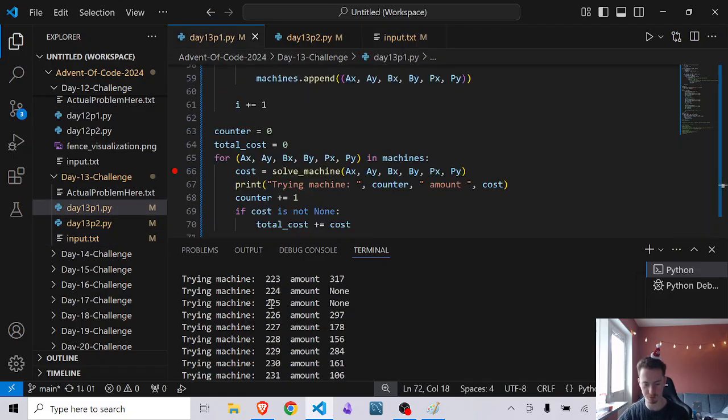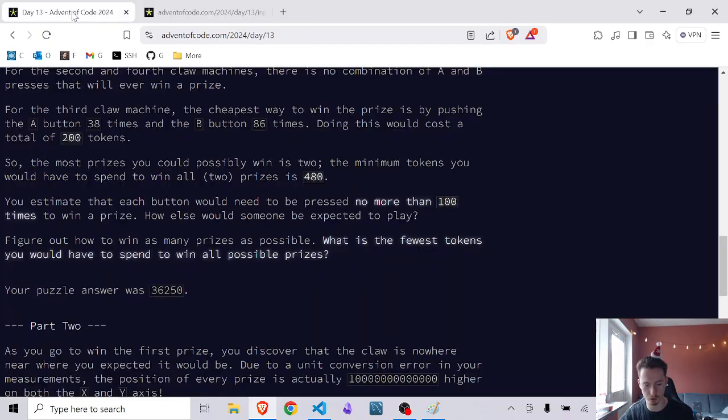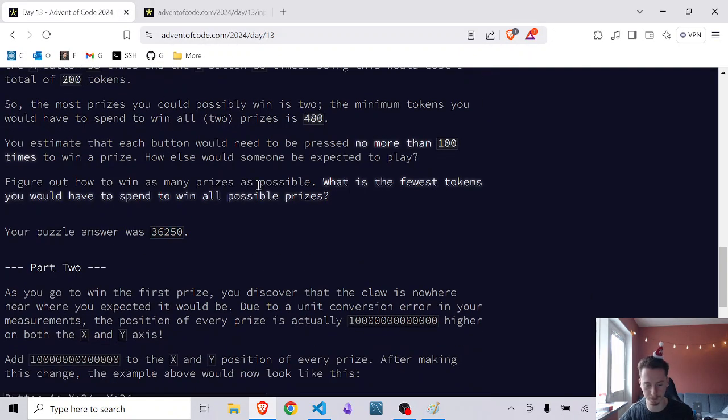And we can see that every machine prints something. Not all of them have solutions, so for some of them there's just no possible way to get a solution, but for the ones where it is possible, we add them to the total, and that's this number here, 36,250. So if we go here, we have 36,250, and that is correct.